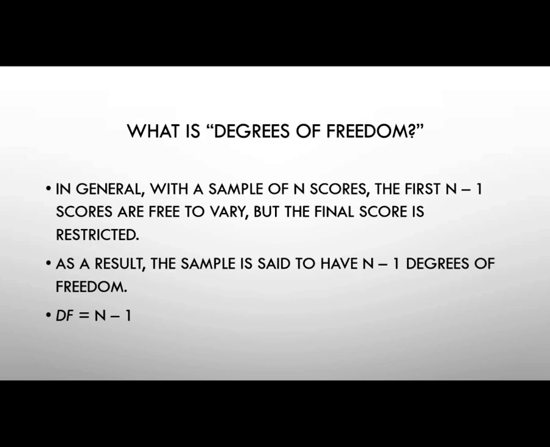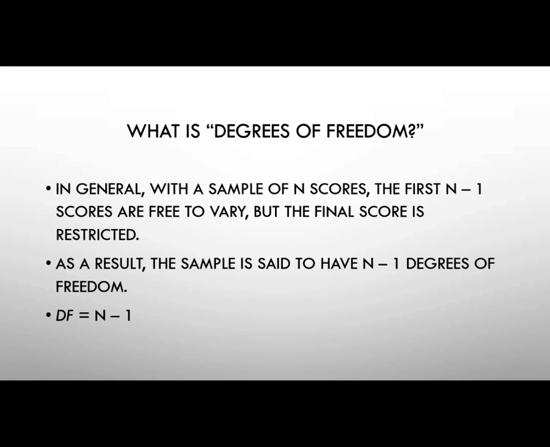Okay, so what is degrees of freedom? All right, in general, with a sample of n scores, the first n minus 1 scores are free to vary, but the final score is restricted. As a result, the sample is said to have n minus 1 degrees of freedom. And you'll see it noted in SPSS output as df, usually lowercase df, equal to n minus 1. You'll just see df and it'll give you a number. And so if you're talking about one group, say you have 50 people in your sample, you'll see a df of 49.